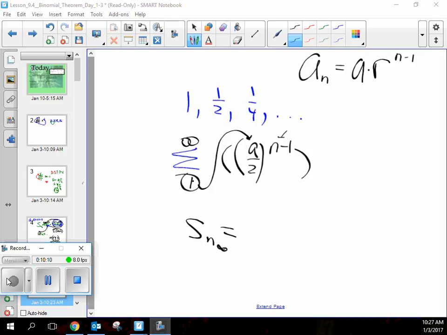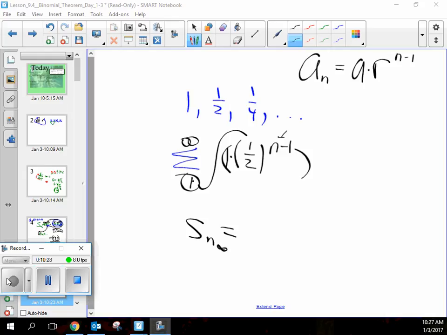Okay, so you're thinking this could be 1/2. All right, excellent. 1/2 to the n minus 1. And then, wait a minute, where's my starting term? It's 1. It's important to note, though, that if there was a starting term, it would be right there.